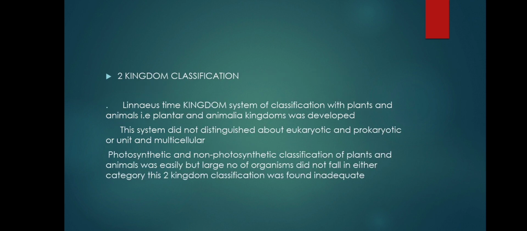Then came the two kingdom classification. Linnaeus developed the kingdom system of classification with plants and animals, that is, the Plantae and Animalia kingdoms. This system did not distinguish between eukaryotic or prokaryotic, unicellular or multicellular, photosynthetic and non-photosynthetic organisms. Classification of the plants and animals was easily done, but a large number of organisms did not fall in either category. This two kingdom classification was found inadequate.